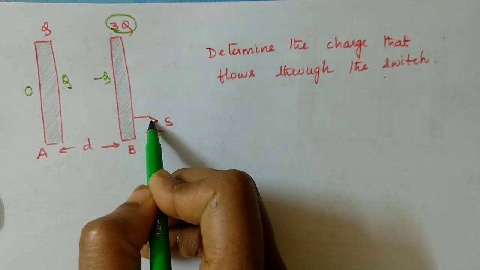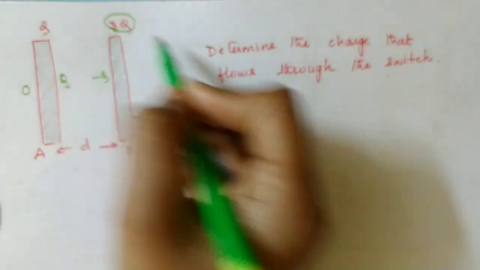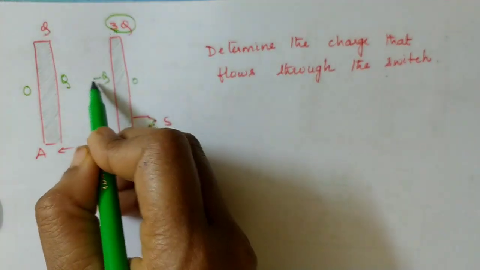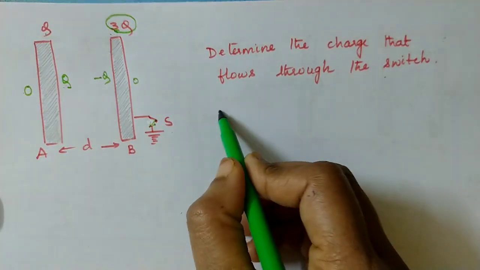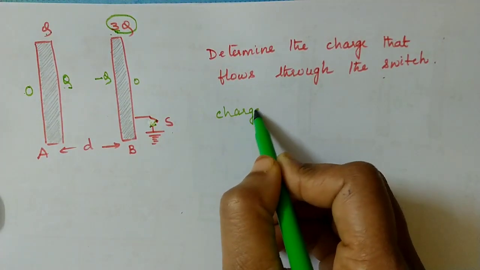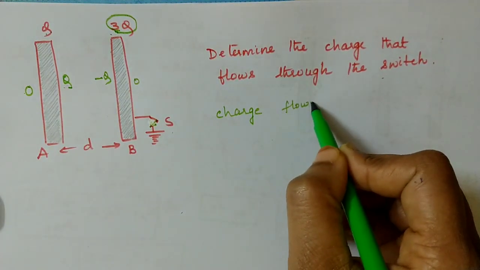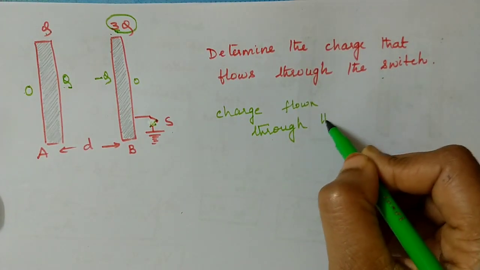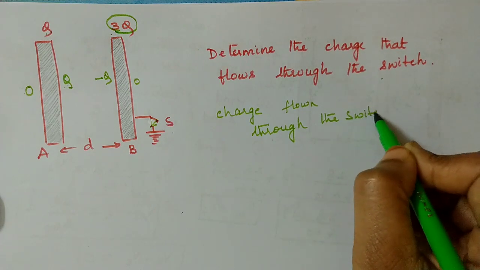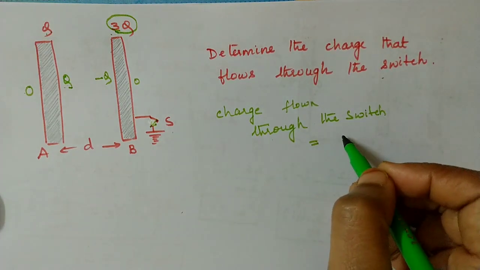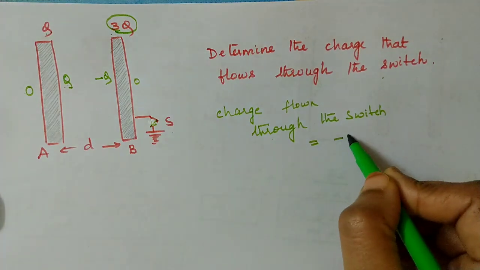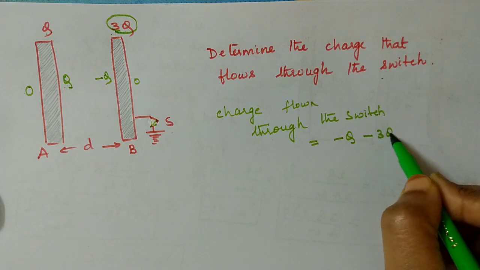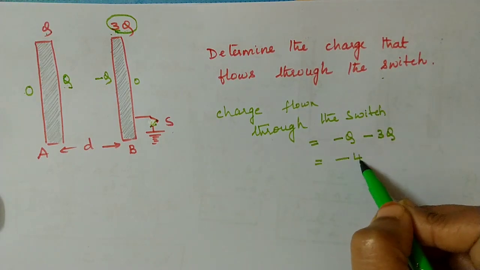Before connecting the switch, charge was 3Q. After connecting the switch, this will anyway be 0. Charge on it is minus Q. So what is the charge that has flown through the switch? Charge flown through the switch, or supplied by earth, will be final charge minus initial. Finally it has minus Q charge, minus, initially it has a charge of 3Q. So that should be minus 4Q.